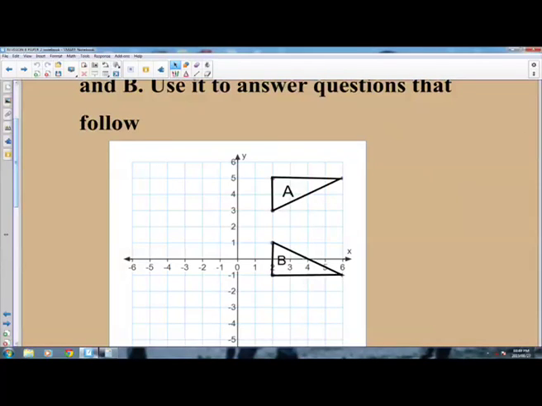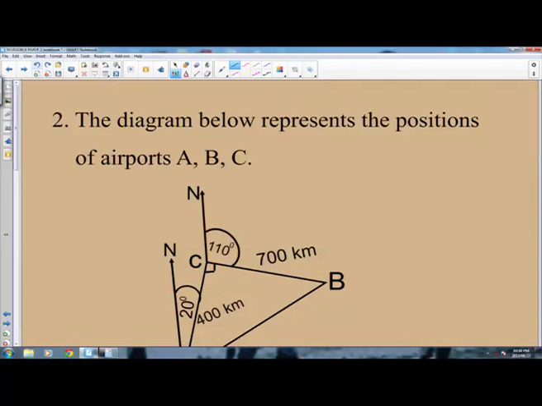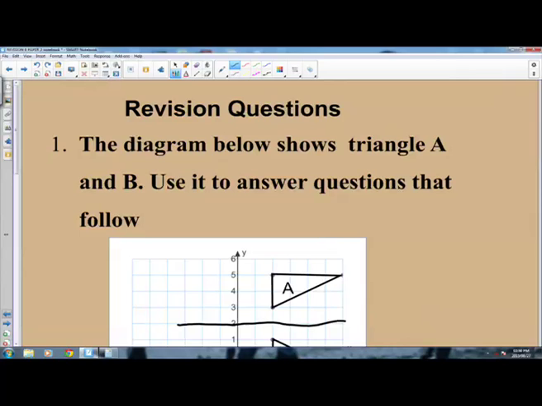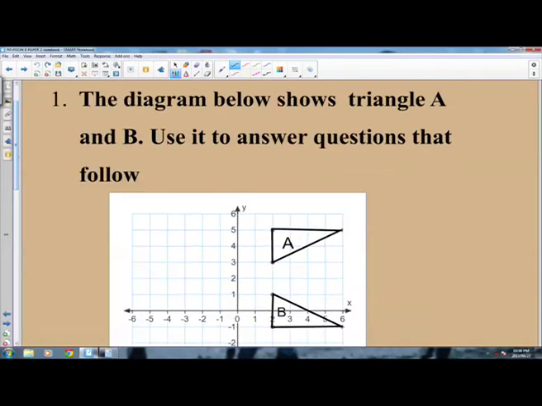So we have triangle A and triangle B, and then upon a closer look into this, we can see that the line of reflection will be the line cutting the y-axis at, that will be the line of reflection there. The line will cut the y-axis at 2. So that is the line of reflection.